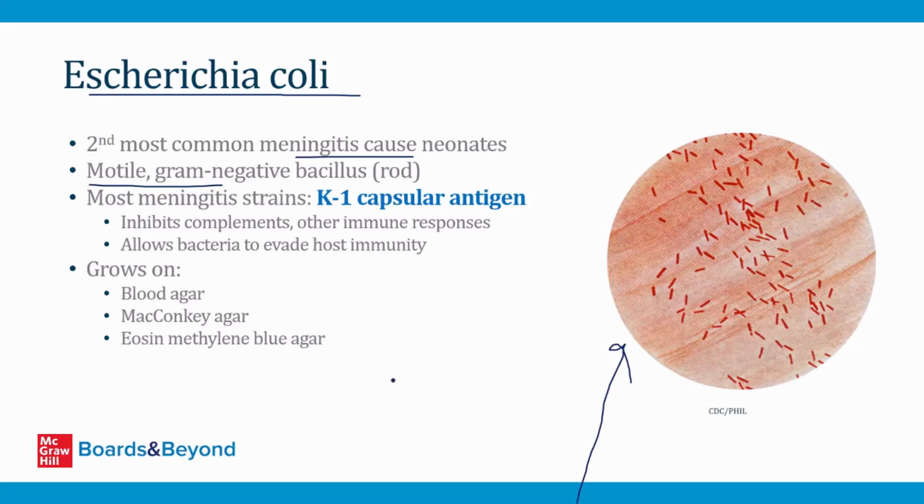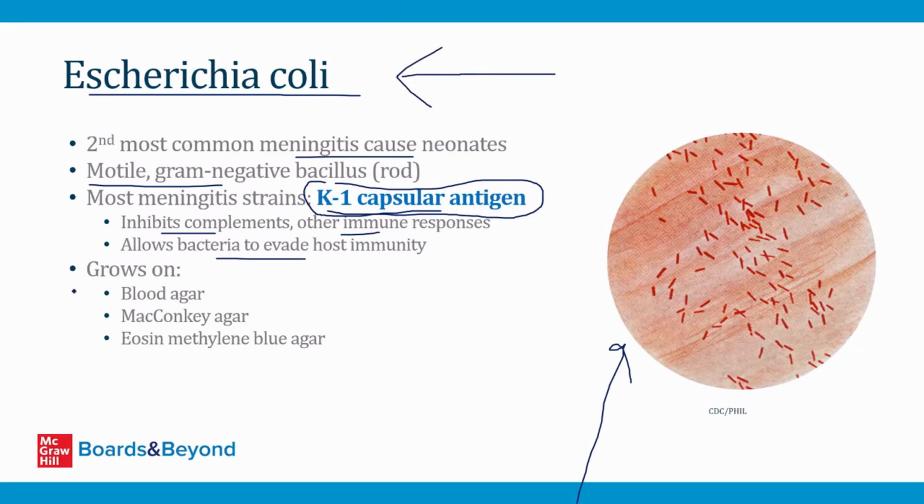E. coli that cause serious disease like meningitis are encapsulated forms that have the K1 capsular antigen. The K1 antigen is found on the capsule of these bacteria, and it inhibits complement activity and other immune responses, and it allows the bacteria to evade host response. And this K1 capsular antigen is almost always going to be present on any E. coli bacteria that causes serious disease like meningitis.